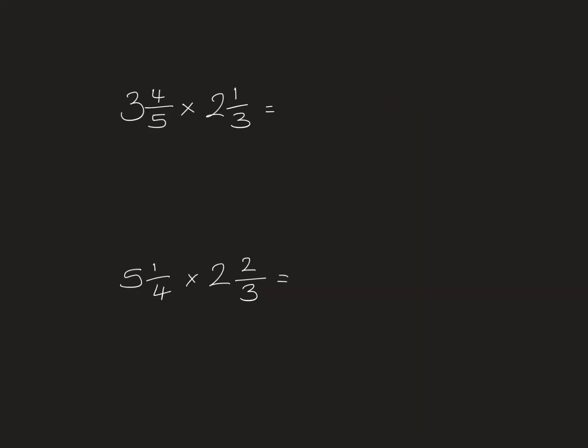Alright, so this time we've got mixed numbers. We've got a whole number and a fraction. Now we need to change this all into a fraction, so we're going to change it into a top-heavy fraction. So to do that, we would multiply our 3 by our 5, which is 15. And then we add on the 4, so that would be 19/5. Same here, multiply your 2 by your 3, which is 6. Add in the 1, which is 7, so that would be 7/3.